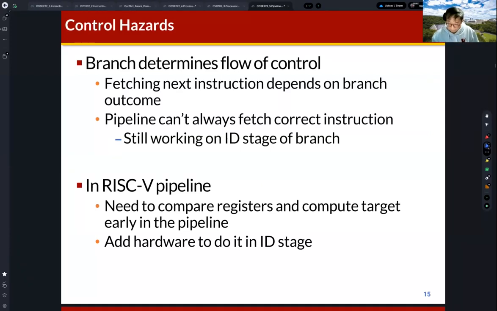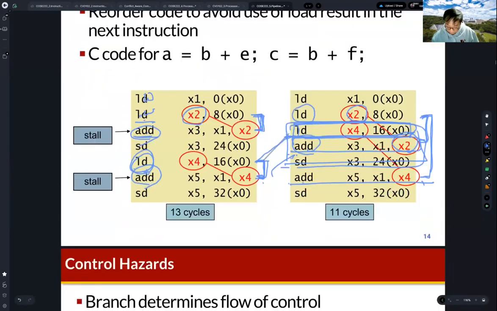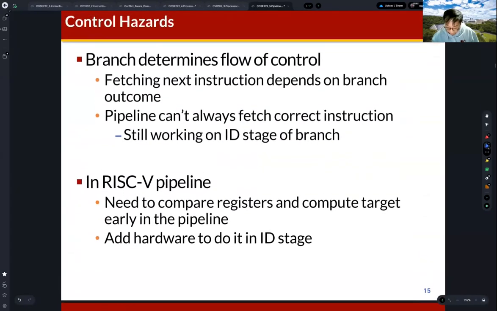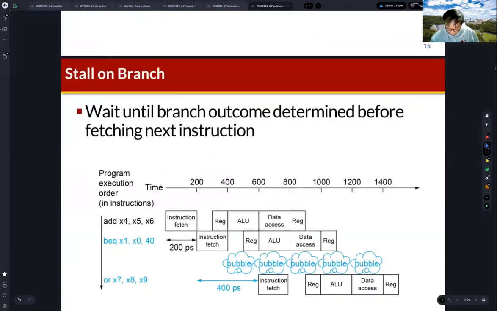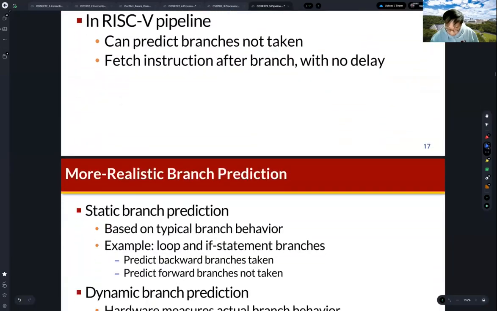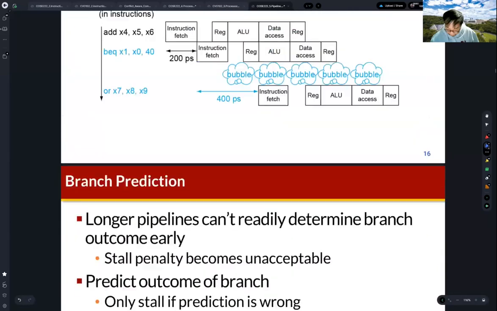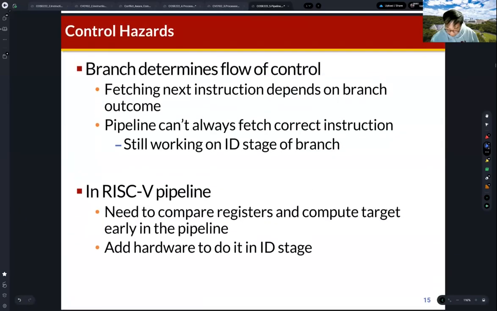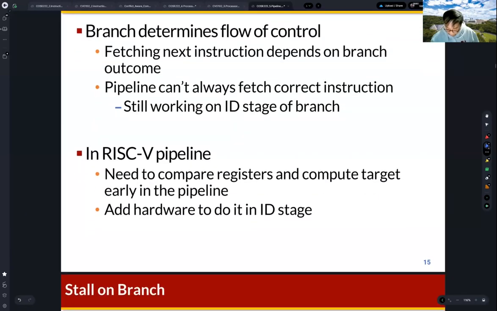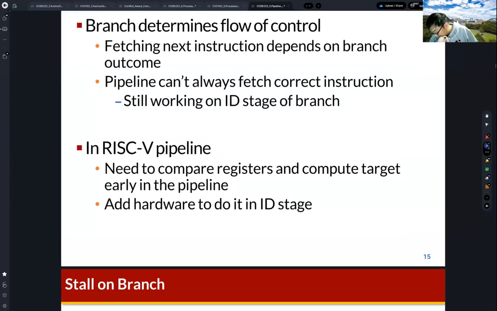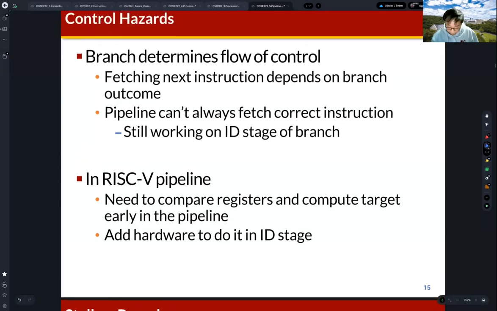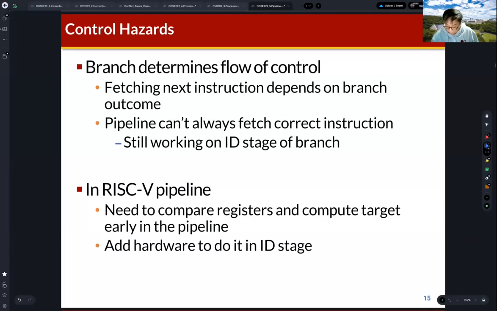So I explained some detailed behavior of the data hazard. Then for the control hazard, I will explain about some detailed behavior of the control hazard in the next class.